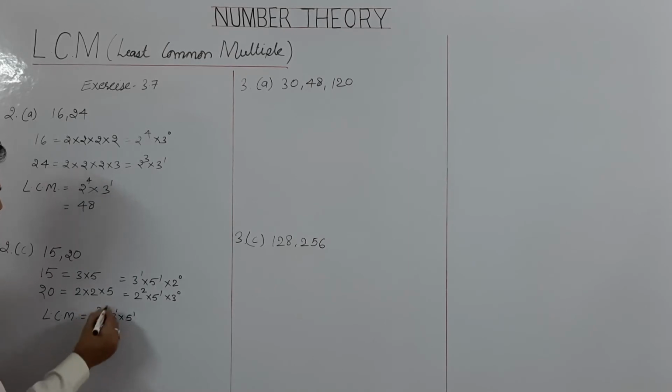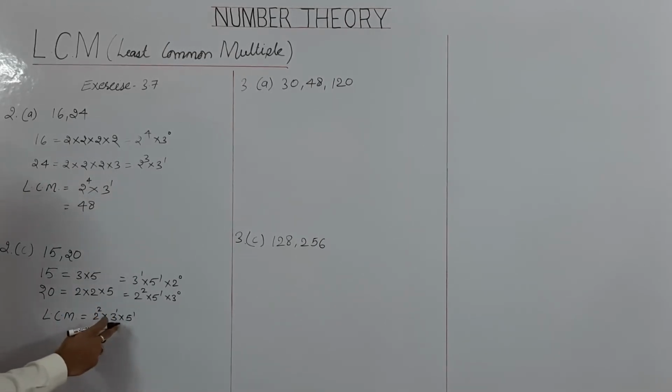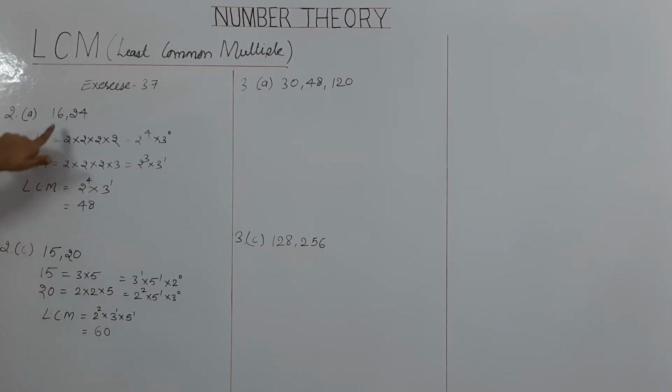After calculation, we will get 2 into 2 is 4, 4 into 3, 12, 12 into 5 is 60. 48 is the LCM of 16 and 24, and 60 is the LCM of 15 and 20. Next, question number 3. Find the LCM. First part, 30, 48 and 120.